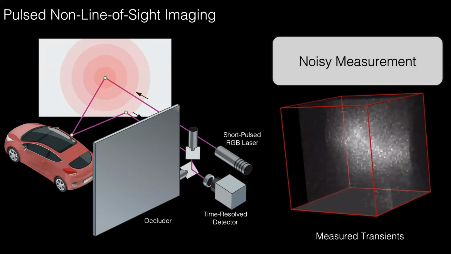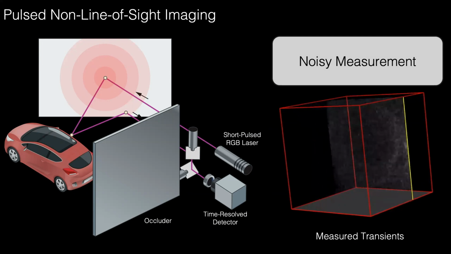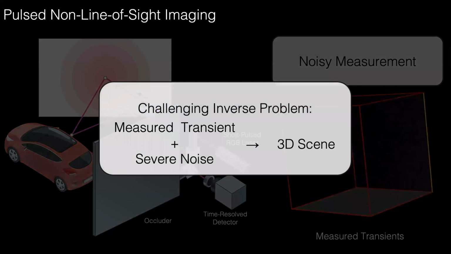However, the real-world measurements are typically very noisy due to the quartic intensity falloff for diffuse scenes. Indeed, reconstructing 3D scenes from measured transients with severe noise is a challenging inverse problem.